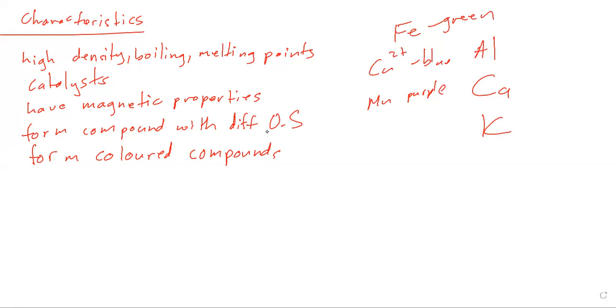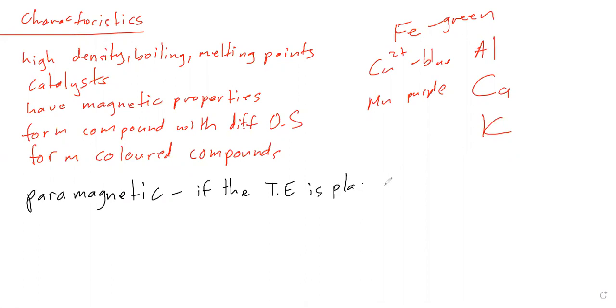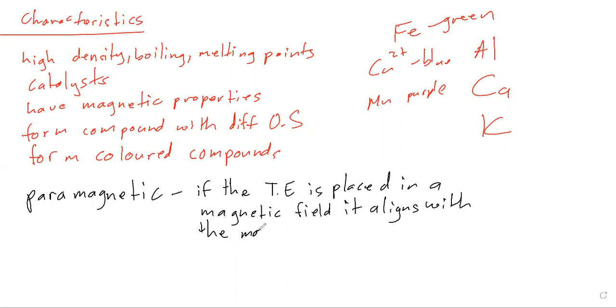We have a next term now for transition metals, in case they ask what it means: paramagnetic. It simply means that when the transition element is placed in a magnetic field, it aligns with the magnetic field. So paramagnetic means two things. When you put it in the magnetic field, it aligns with the field.